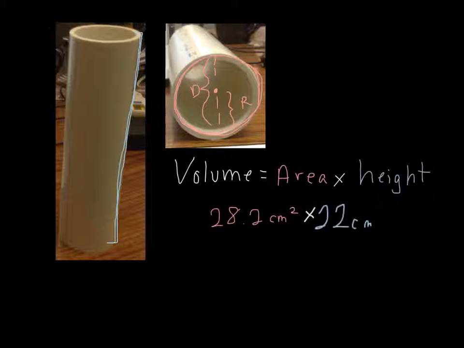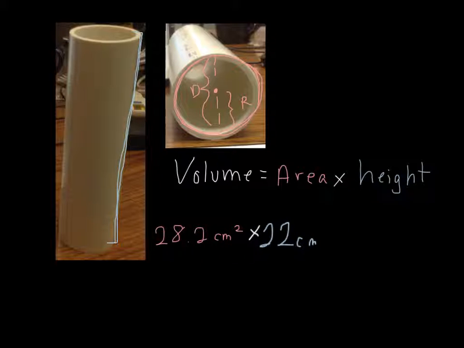And it's going to give me a volume of 620.4 cubic centimeters. Again, this is still a volume measurement, so it's cubic. Okay, over here I have square centimeters, I have linear centimeters. That gives me a cubic measurement of centimeters.